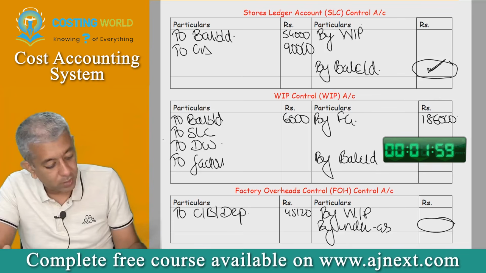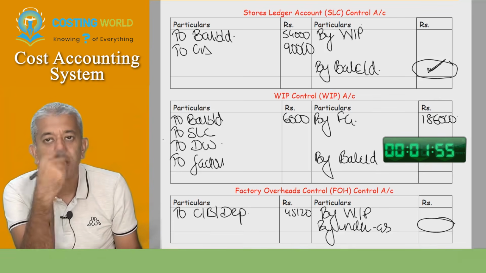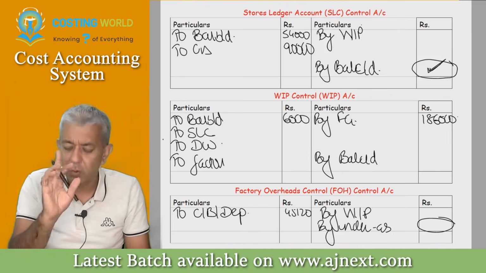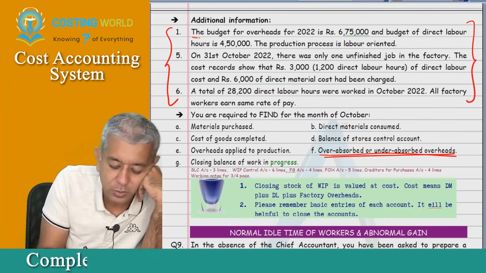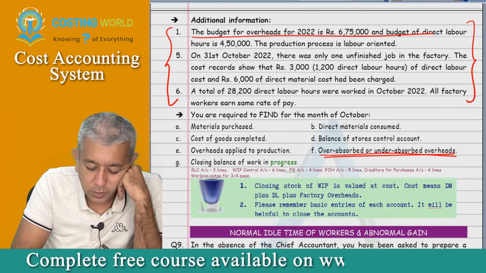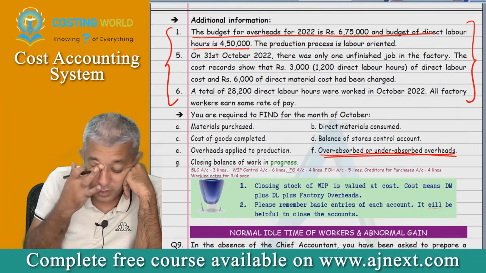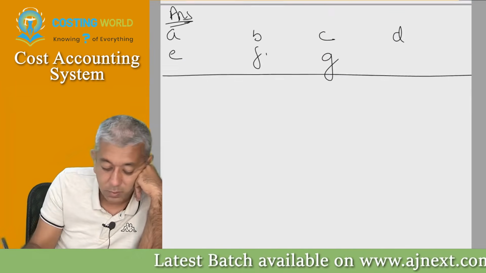You all should have got the absorption rate as 1.5. Yes, sir, that is in point number 1. I'll give you a couple of minutes more, but just let me make the working note for the first adjustment, so I can delete that also. The budget for overheads for 2022 is 6,75,000. Budget of direct labor hours is 4,50,000. The production process is labor oriented. You all write down in your working notes. Write down working note number 1.